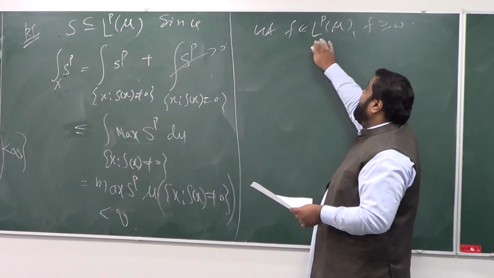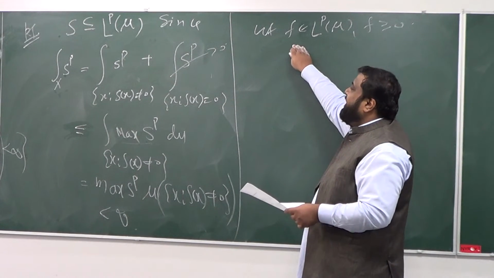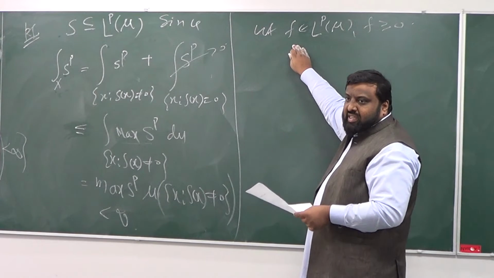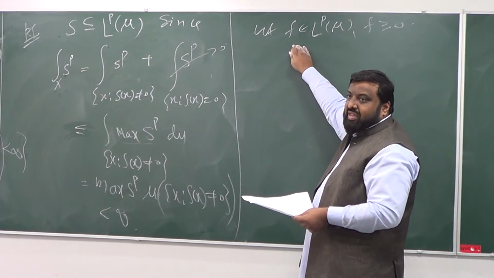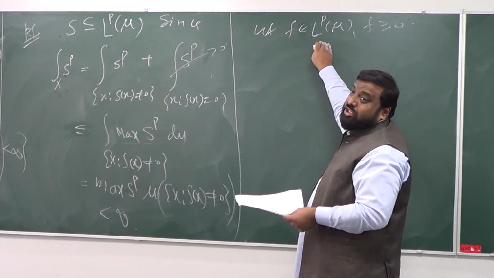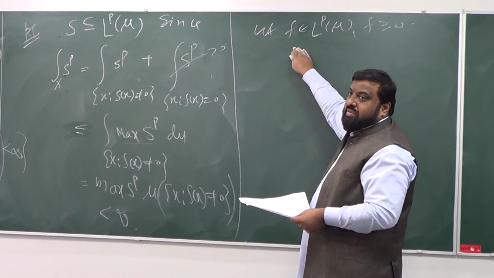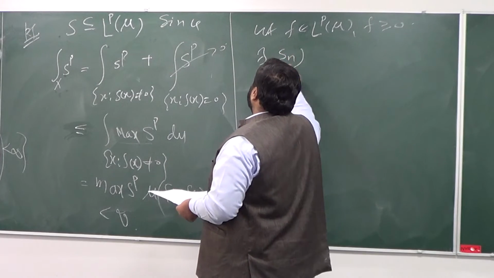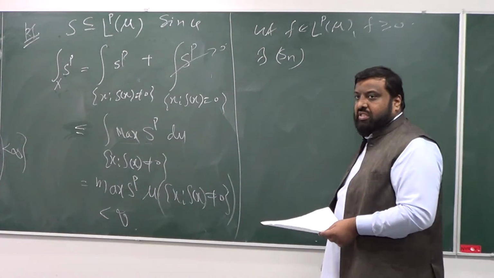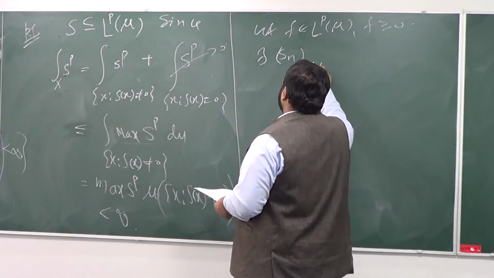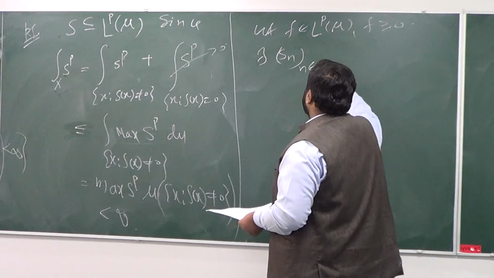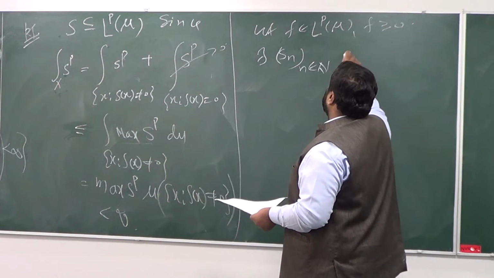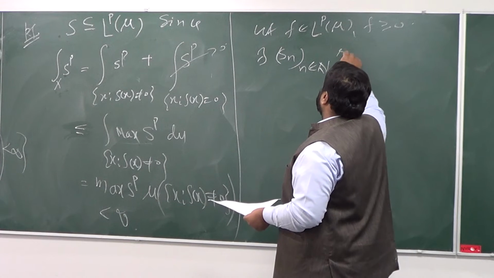If f is in L^p space, then it must be measurable. That's the first condition that we need for f to be in the space. So it must be measurable and non-negative. So there exists an increasing sequence of simple functions. We have this approximation theorem.